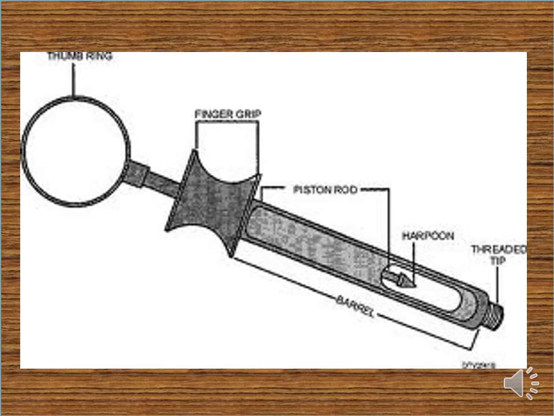This figure shows again the aspirating type dental syringe, the dental tip that I call a threaded tip, and the harpoon and the piston within the barrel, and the ring grip and thumb ring. That diagram shows the parts of the dental aspirating type syringe.